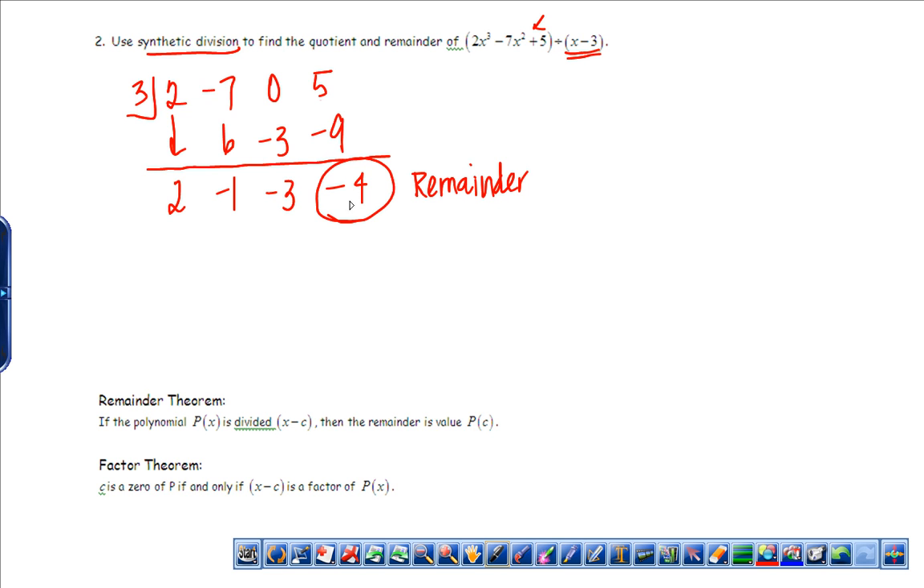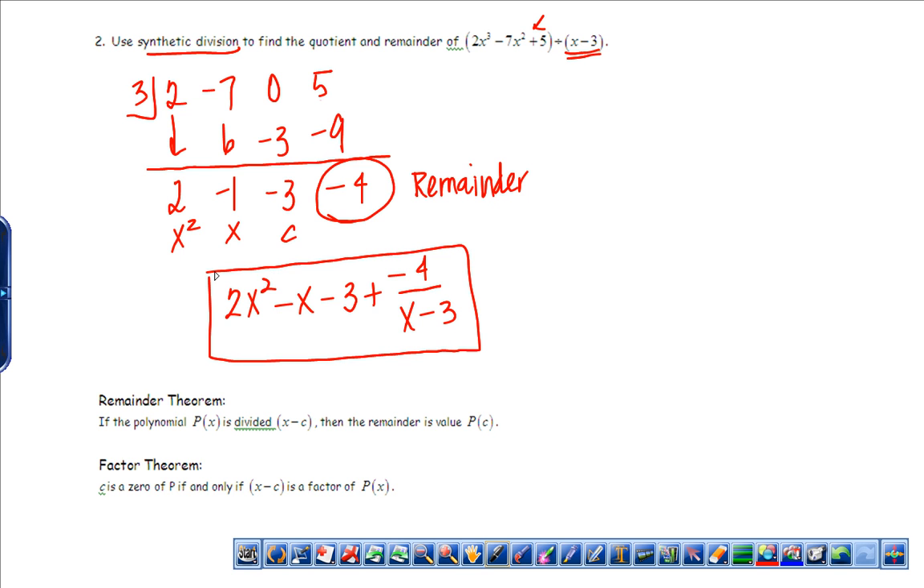This is how you write this. This is your remainder, and I always go backwards. If this is your remainder, this is your constant, this is your x, this would be your x squared. So you would say this is 2x squared minus x minus 3 plus a negative 4 over what you divided into, and that was an x minus 3. Writing it exactly like I did my problem before.